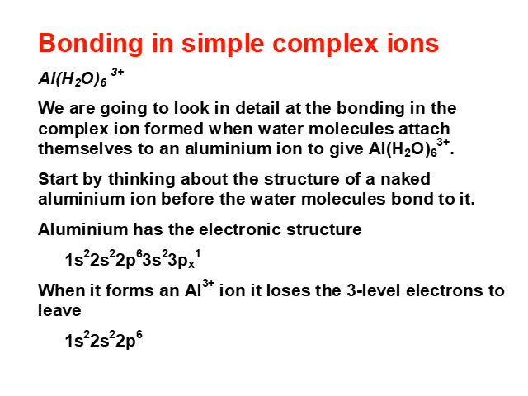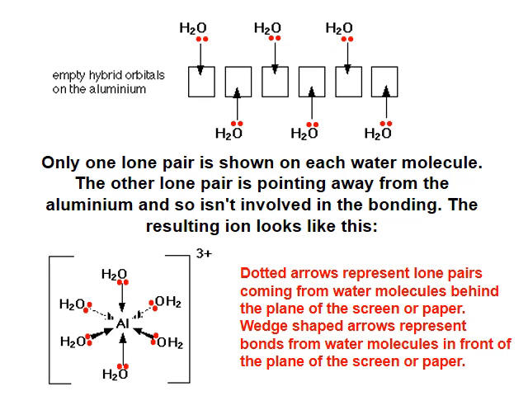Start by thinking about the structure of a naked aluminium ion before the water molecules bond to it. Aluminium has the electronic configuration we can see. When it forms the Al3+ ion, it loses 3 outer-level electrons to leave 1s2, 2s2, 2p6. Now, there are 6 empty orbitals we can see. Only one lone pair is shown on each water molecule. The other lone pair is pointing away from the aluminium and so is not involved in the bonding. The resulting ion looks like this. You can see the electronic structure and the geometry of the complex.